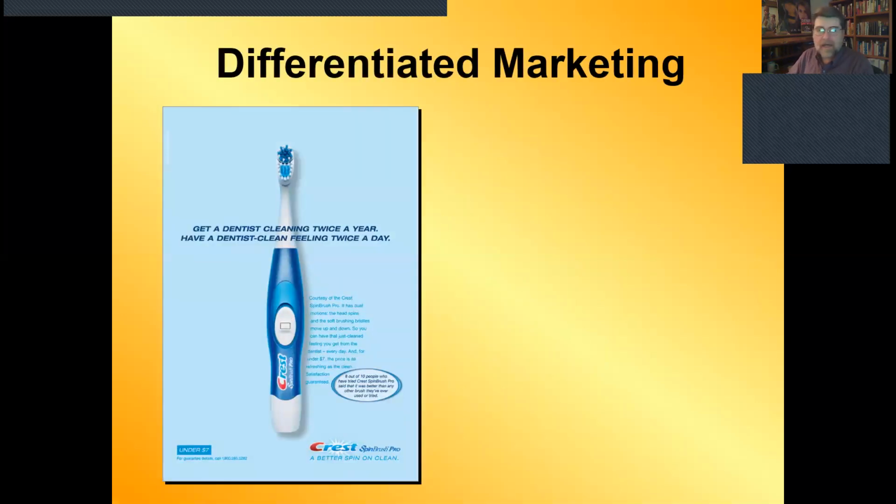Let's take a look at a couple ads. This first ad is for the Crest Spin Brush Pro toothbrush. It's an electric toothbrush put out by Crest. Again, kind of ties into their anti-cavity positioning. I'm sorry, let me read the headline. Get a dentist cleaning twice a year. Have a dentist clean feeling twice a day.